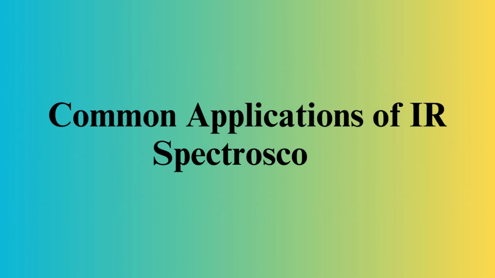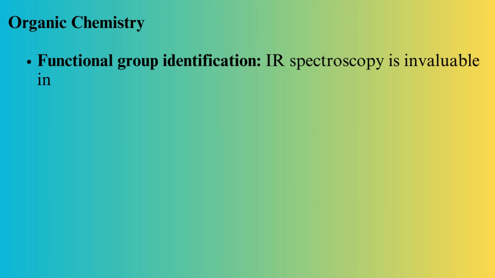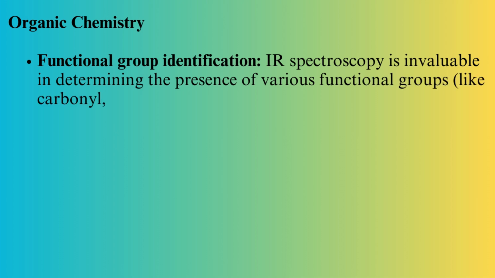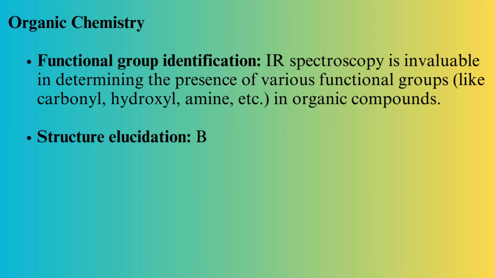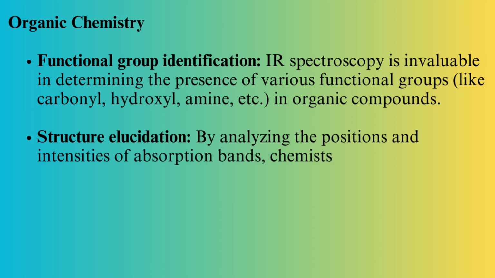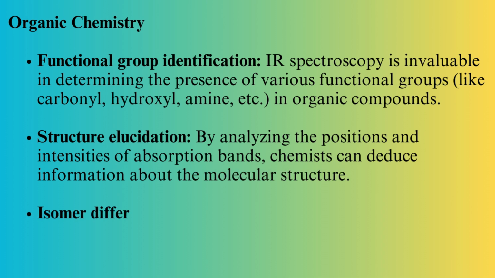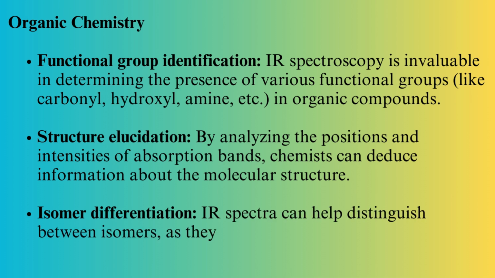Common applications of IR spectroscopy: organic chemistry, functional group identification. IR spectroscopy is invaluable in determining the presence of various functional groups, like carbonyl, hydroxyl, amine, etc., in organic compounds. Structure elucidation: by analyzing the positions and intensities of absorption bands, chemists can deduce information about the molecular structure. Isomer differentiation: IR spectra can help distinguish between isomers, as they often exhibit different absorption patterns.